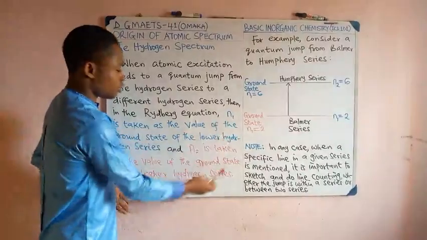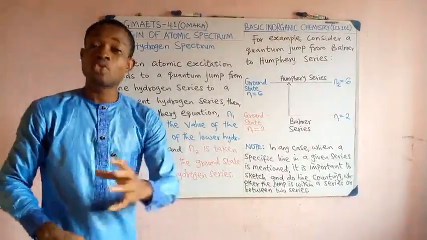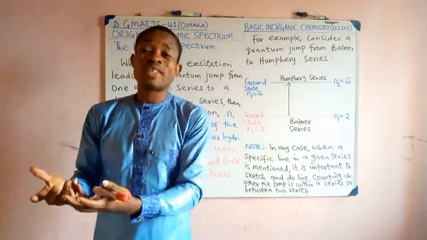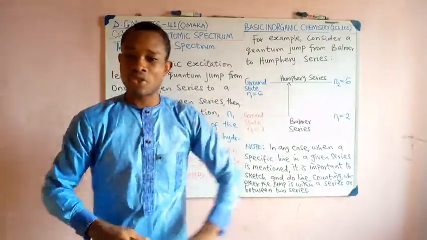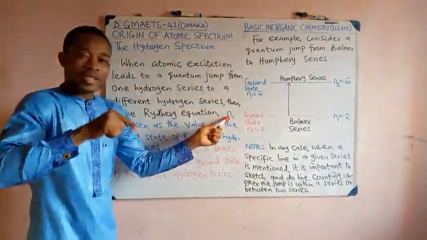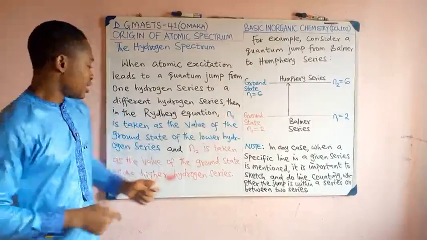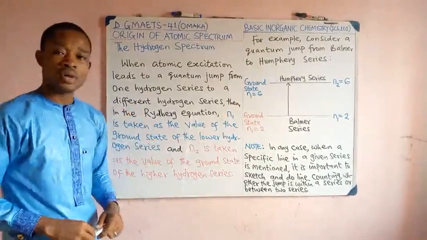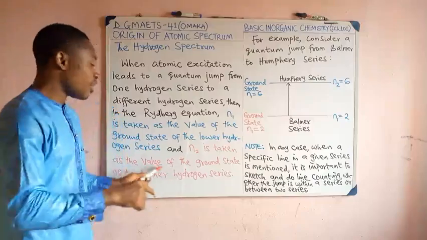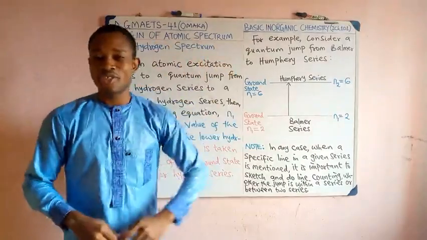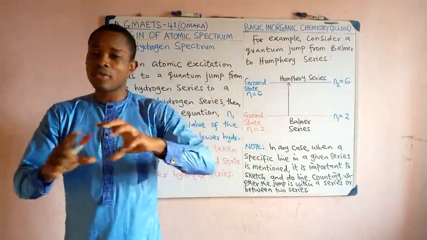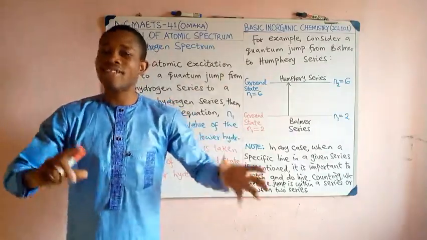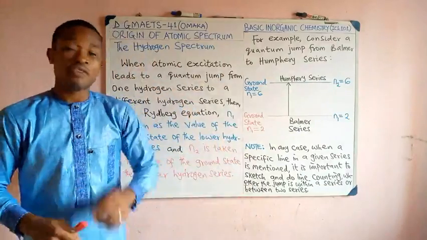We have a short note here, very important, written with blue and red marker. When there is a quantum jump from one hydrogen series to a different hydrogen series, n1 in Rydberg's equation is taken as the value of the ground state of the lower hydrogen series, and n2 is taken as the value of the ground state of the higher hydrogen series. That's how you handle that. Take note, there is no specification of the line it jumped from and the line it jumped to. So in that case, you use the ground state of the two different series for your calculation.